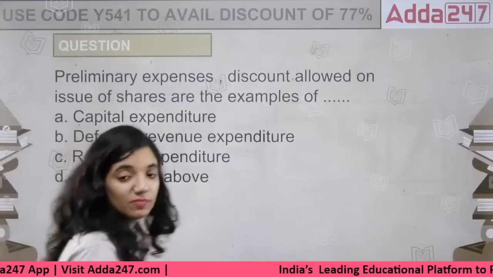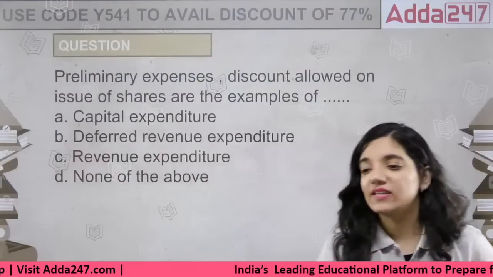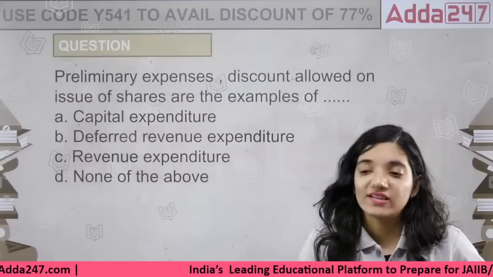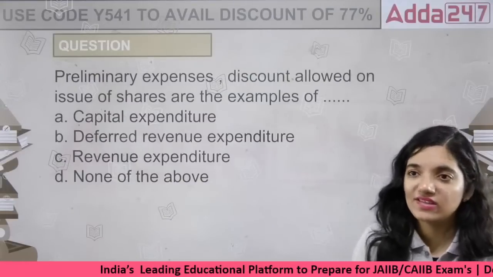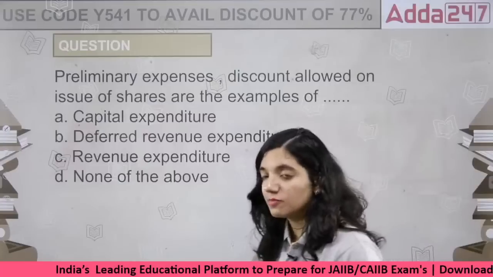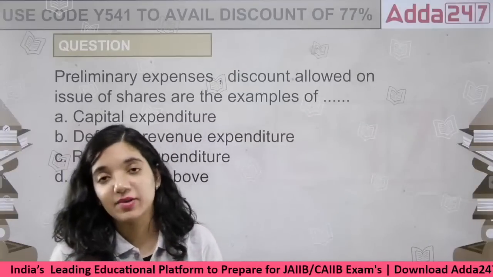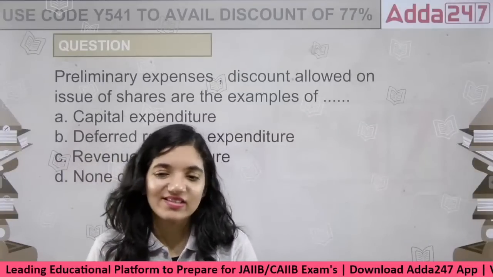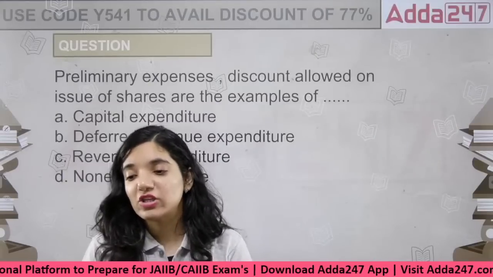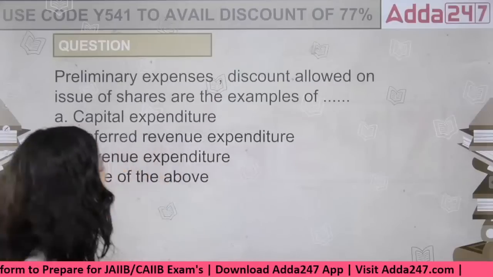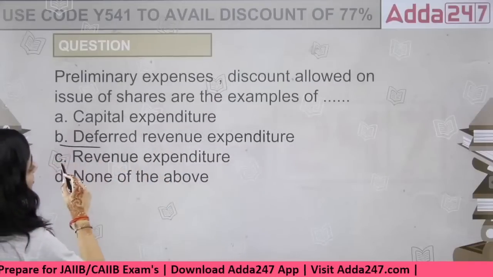Now, let's talk about the preliminary expenses. Preliminary expenses and discount allowed on issue of shares are examples of what? When we talk about preliminary expenses, these are those expenses which are incurred before the incorporation of the company. Before the company came into its existence, these expenditures were there.